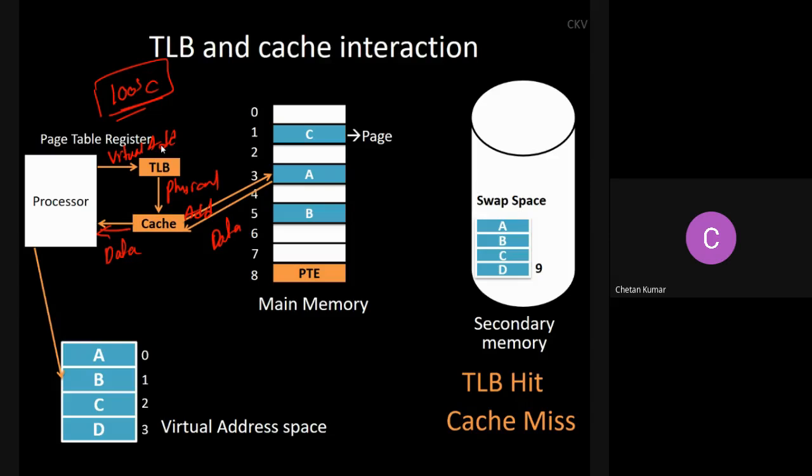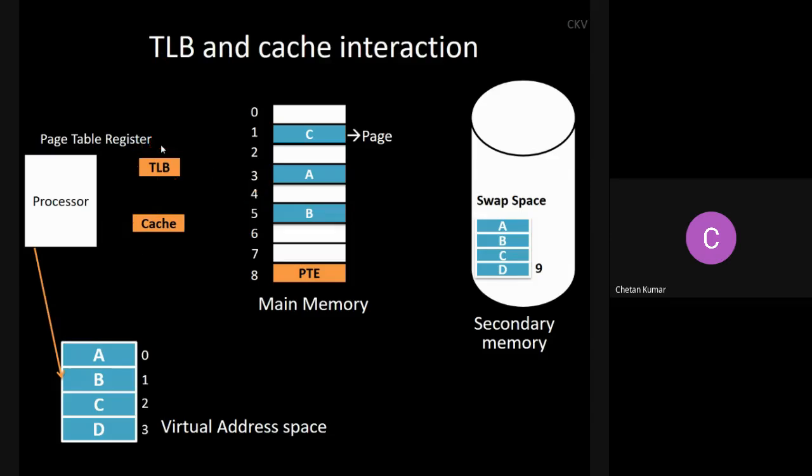Now, what is the next case, with respect to the number of clock cycles? The next case is when you have a TLB miss. What do you mean by TLB miss? I have sent the virtual address from the processor to the TLB, but that page translation information is not available in the TLB. If it is not available in the TLB, what should I do? I should go and access the page table.